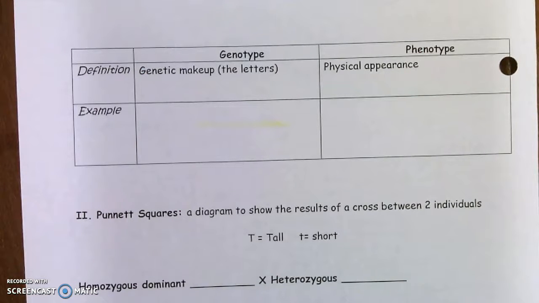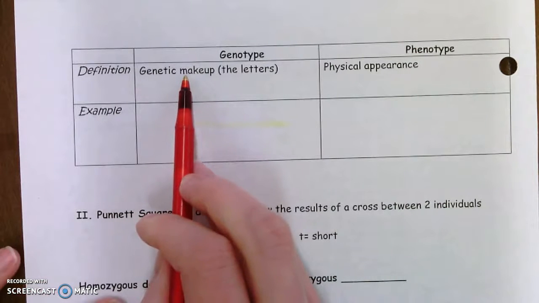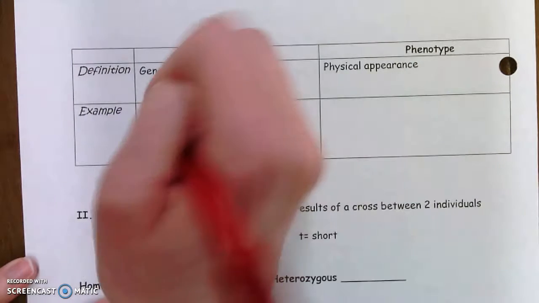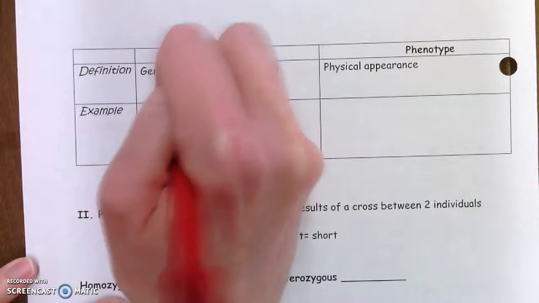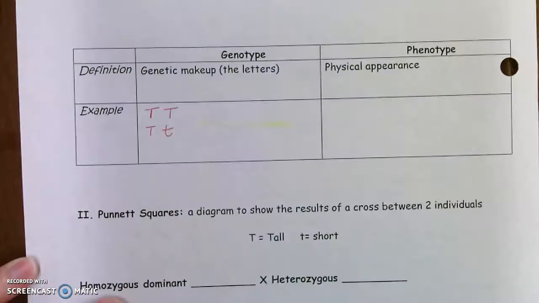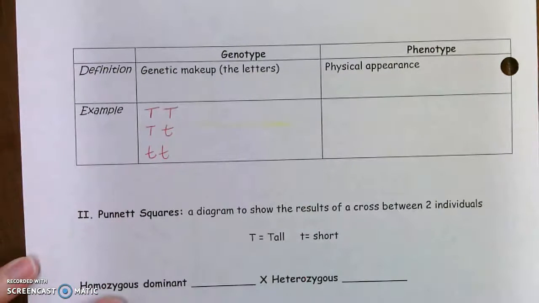Some more terms are genotype and phenotype. So the genotype, we talk about the genetic makeup or the letters for the trait. So there are 3 examples. Capital T is a genotype. Capital T lowercase t is a genotype. And lowercase t is a genotype.